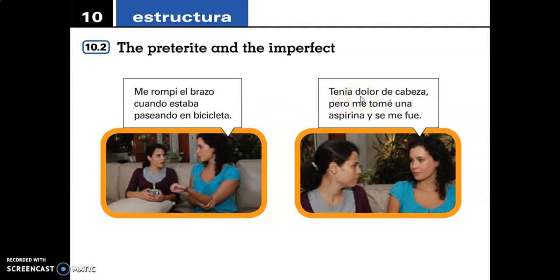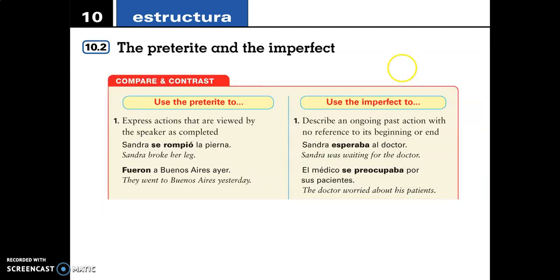Tenía dolor de cabeza, okay? I had a headache. So talking about how I felt, we use el imperfecto, right? Pero me tomé una aspirina y se me fue. Okay? So this is how I was feeling. We use the imperfect. But then we talk about what I did. Me tomé una aspirina. Se me fue. And then what happened? It went away. Okay. So we use the preterite when we want to express an action that we think of as completed.